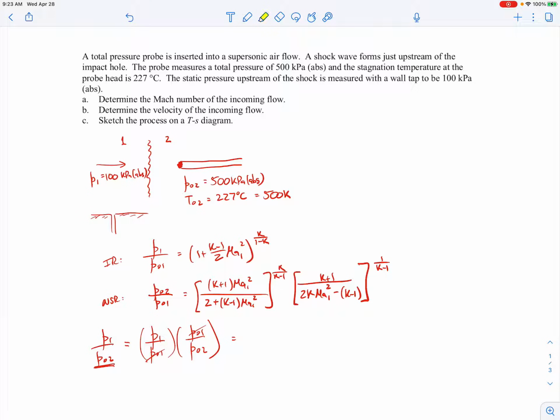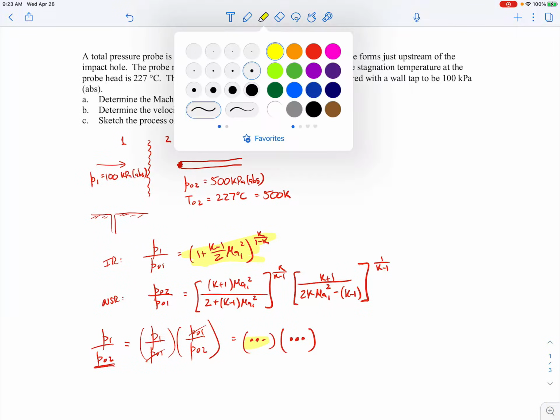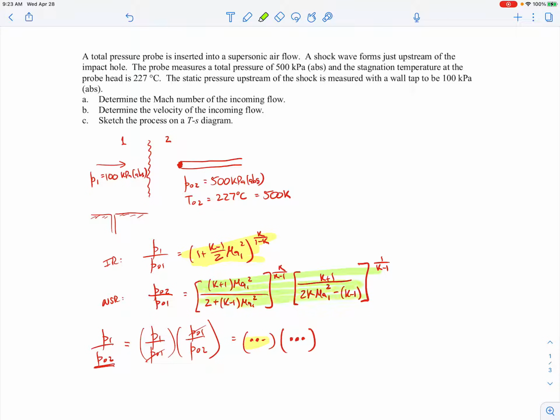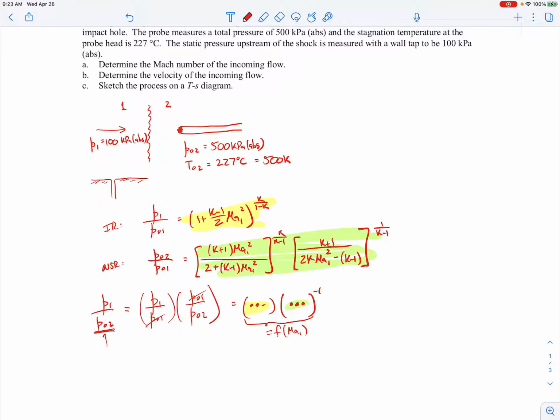Let me highlight it in yellow here. I'll write it like this, just because I don't want to write the whole thing out. Then we have this other expression here. Let me highlight that one in green. This whole expression is this one flipped over, because it's P01 over P02, and this is P02 over P01. You'll see this whole thing is a function of Mach number 1. We know the value for the left-hand side. The right-hand side is just a function of Mach number 1.